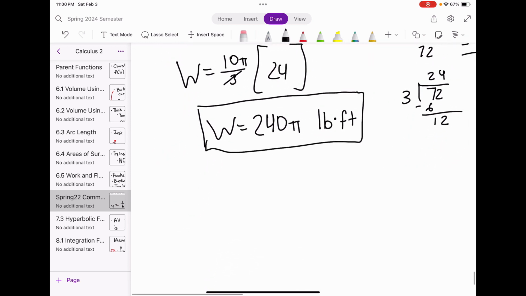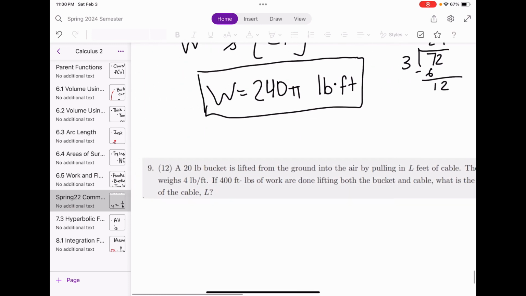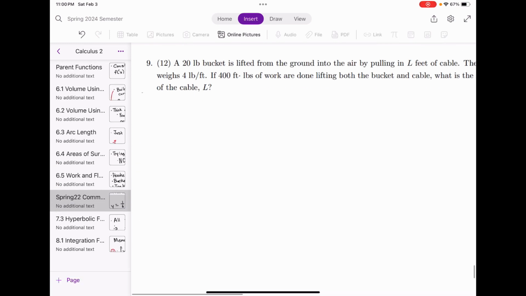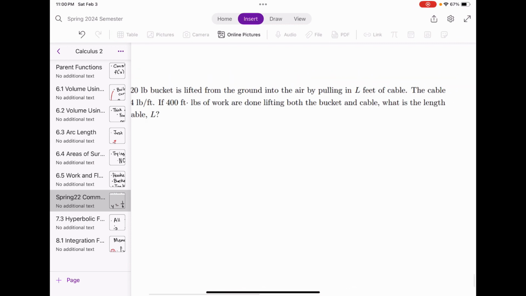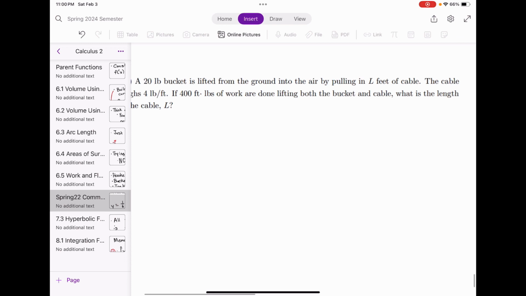Last question now. Number 9. A 20-foot bucket is lifted off from the ground into the air by pulling in L feet of cable. The cable weighs 4 pounds per foot. If 400 foot-pounds of work are done lifting both the bucket and cable, what is the length of the cable?